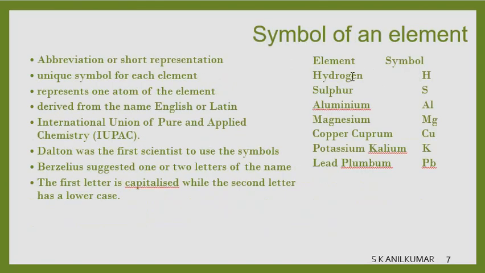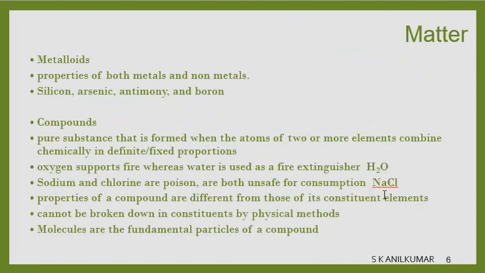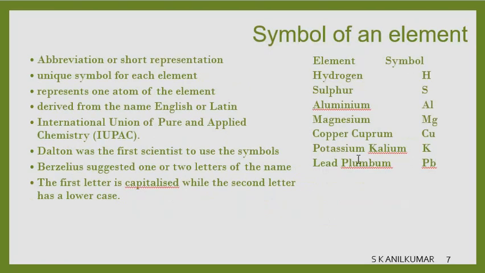Now what is a symbol? Symbol of hydrogen is H, sulfur is S, aluminium is Al, magnesium is Mg. So the first letter of the English name, or the first two letters. If the first two cannot be used, the first and any other letter, Mg. Copper is cuprum, Latin name, Cu. Likewise we saw Na from sodium, right? Potassium, kalium is the other name, so K. Plumbum, the first two letters cannot be taken, so first and another: Pb. So this is how the symbols are formed. These are the chemical names of the elements.